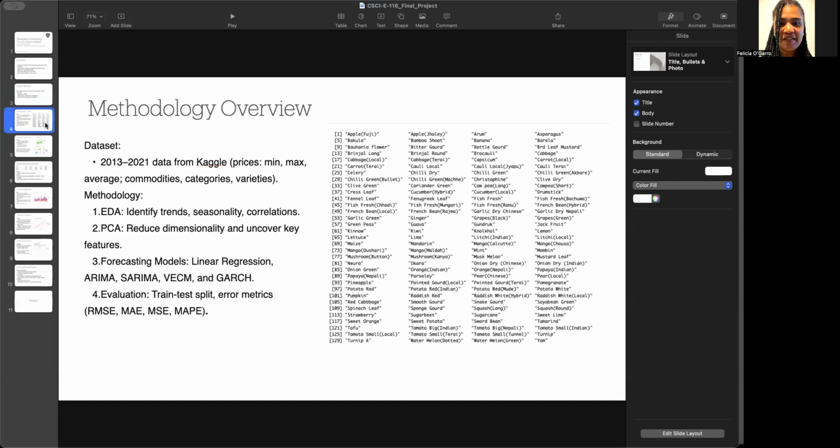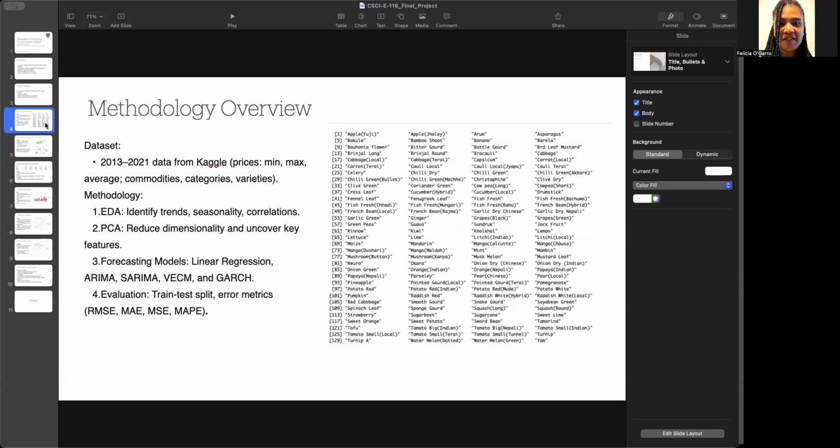As far as my methodology, the data that I used was historical data ranging from 2013 to 2021 of vegetables and fruits in Nepal. The data set included almost 200,000 rows of data with columns that included commodity, date, unit, minimum selling price on that day, maximum selling price, and average selling price on that date.